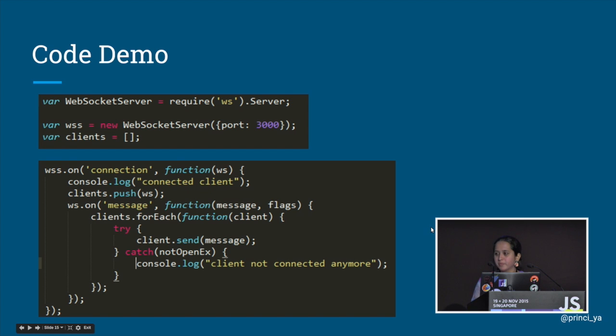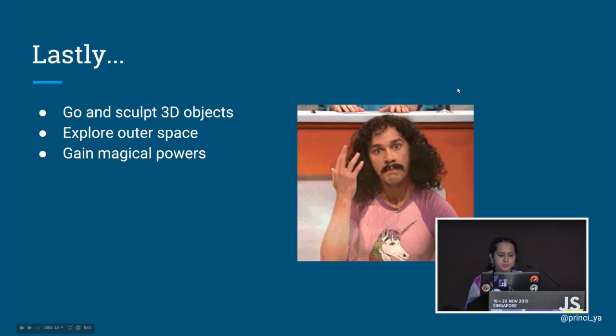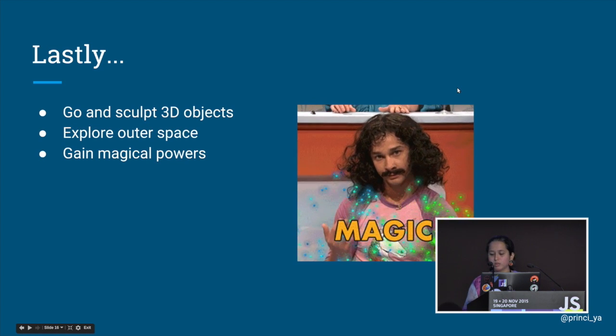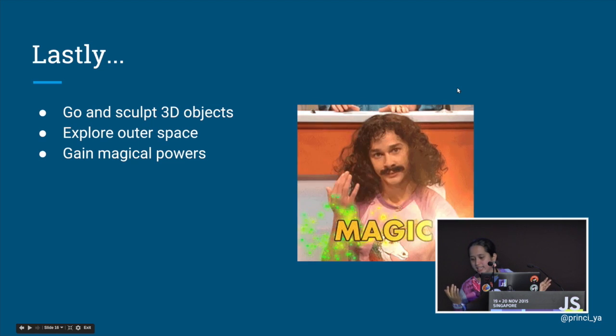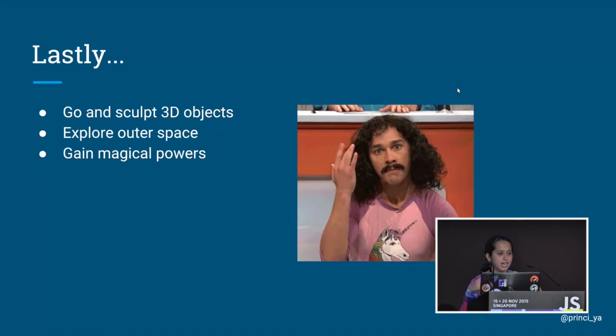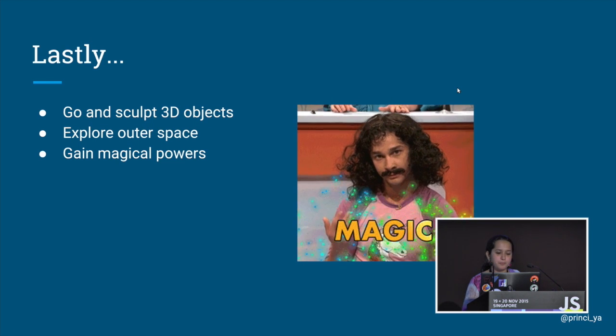So now coming back to my code, I need to assemble all the code and make this a universal simulator. Right now it's 3 different versions sitting for RealSense, Leap Motion, or Microsoft Kinect. Lastly, you can go and sculpt some 3D objects, explore outer space, and gain some magical powers.